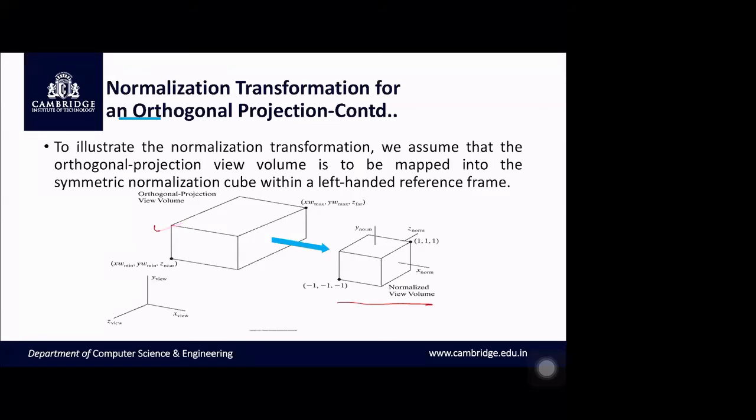However it is set up, it can be with X min, Y min, X max, Y max, Z near, Z far values. I will convert this to the normalized view volume. You can see the normalized view volume is a cube, which is left-handed. Now you can see both: this is right-handed, and this is left-handed. Is it clear?